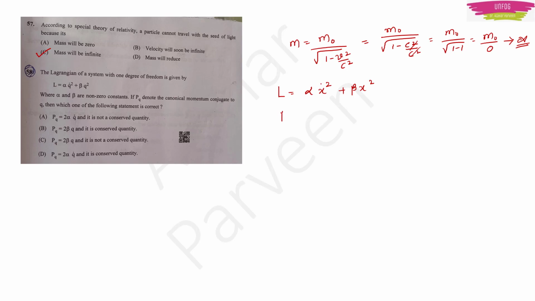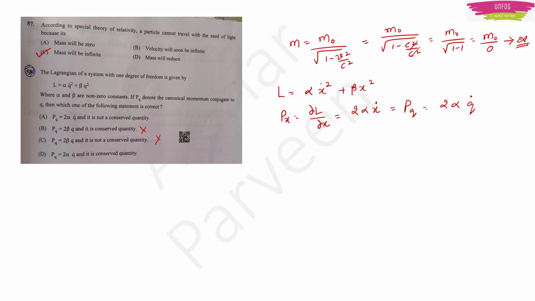So now I can find px. Differentiate this Lagrangian by dx dot. Then you will have 2 alpha x dot. But in the question they are talking about PQ, isn't it? So this is PQ. So it is 2 alpha x dot, or it will be 2 alpha q dot. So we got the answer. It is 2 alpha q dot. So option B and C for sure will be wrong. And option A and D has the same value for PQ.